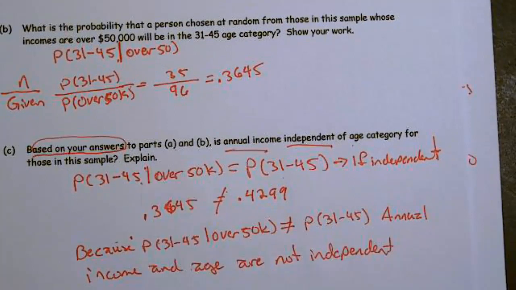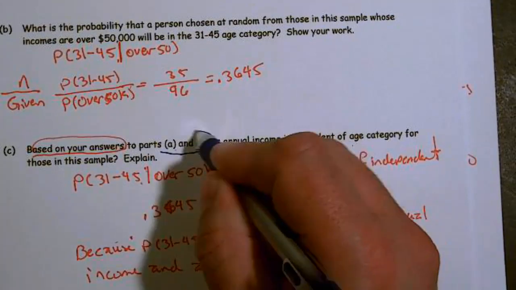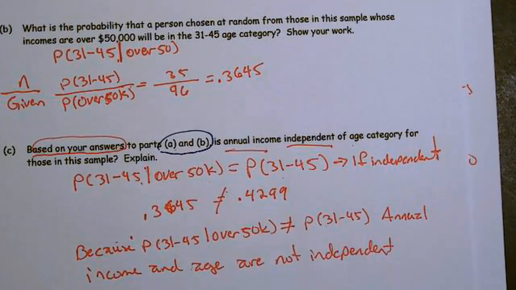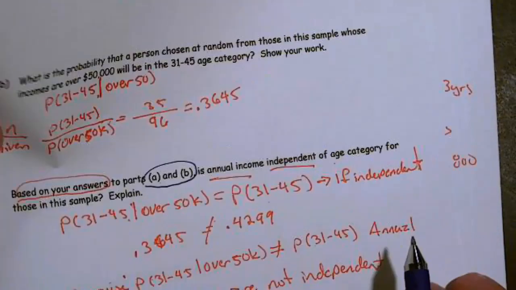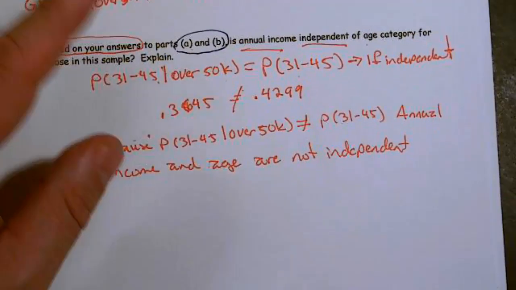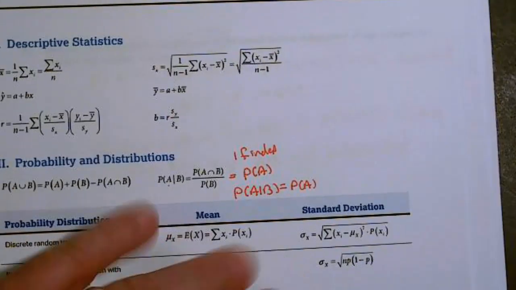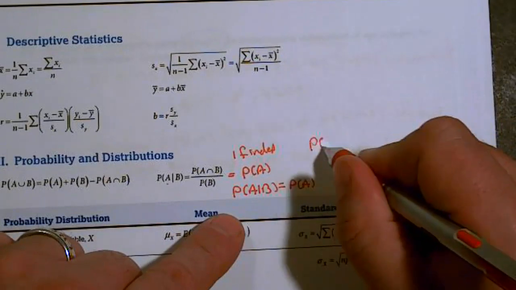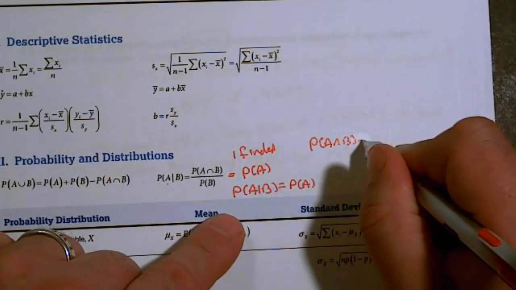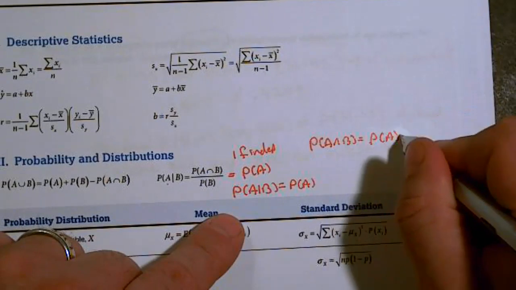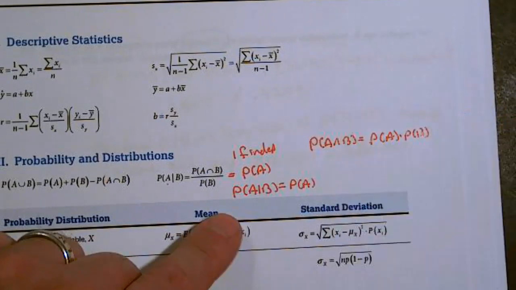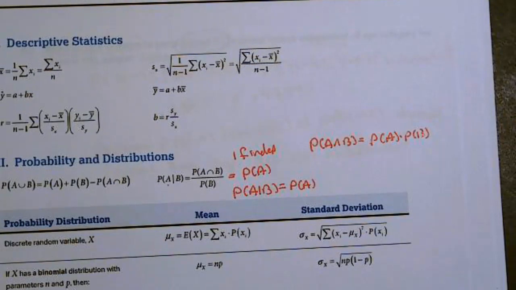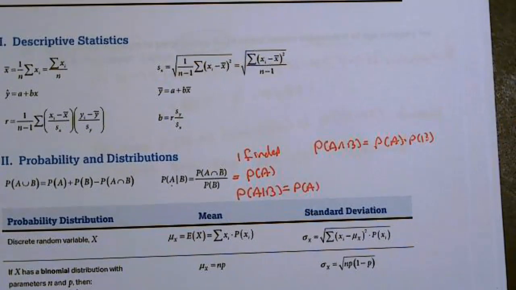Now, that was using parts A and B, which is what they asked me to do. If I had approached it in a different manner, I would have received partial. So many students, the very first thing they do when they get to this, they write down, oh, you know what? I need to write down the other independence rule. The other independence rule is the probability of A and B equals the probability of A times the probability of B. If you had approached it in that manner, you would have gotten partial.